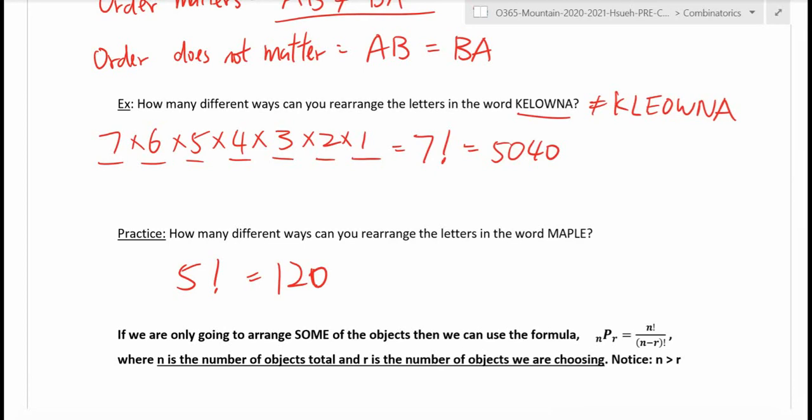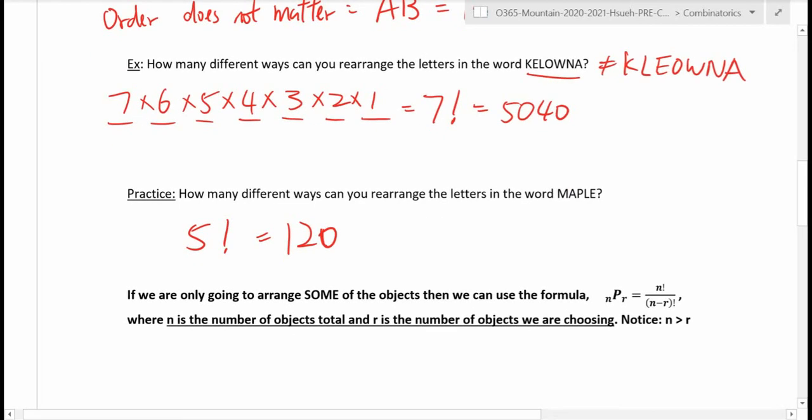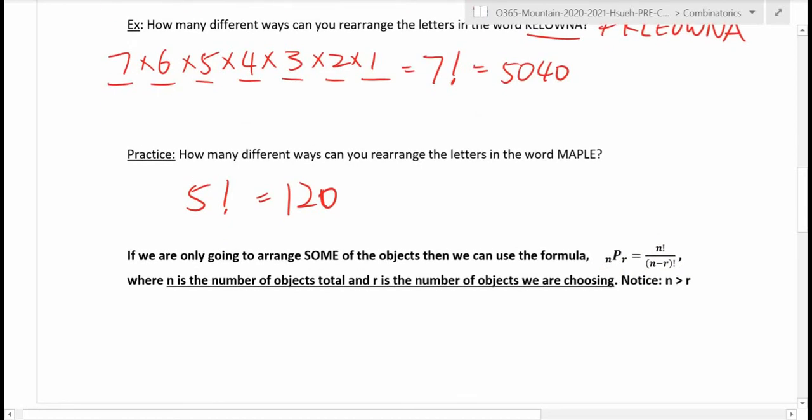We do not always use all the letters. If we are only going to arrange some of the objects, then we can use the formula nPr, which is n factorial divided by n minus r factorial. You can find this button on your calculator as well, but for now we're going to use the formula to evaluate, just to practice. You can definitely use the calculator button in the future.